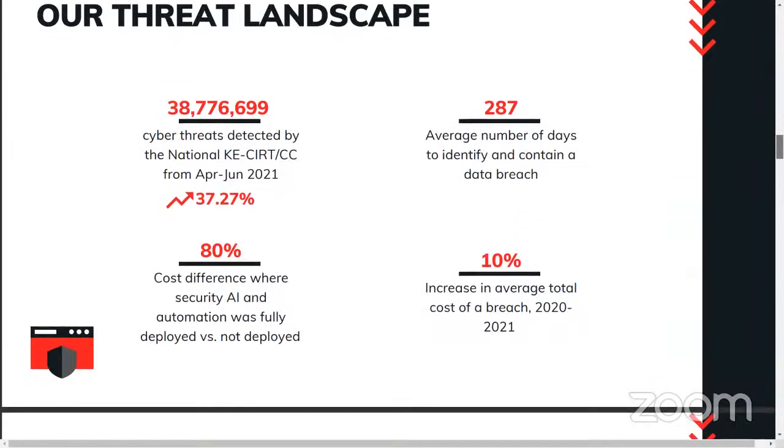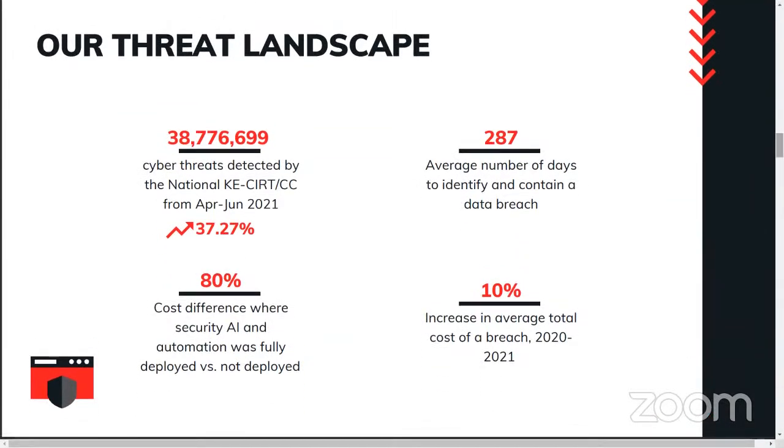So basically, our threat landscape. The National KE-SIRT, which has various statistics on threats that happen in our cyberspace, detected an increase last year in attacks of around 37%, from April to June 2021. And then from the Cost of a Data Breach report by IBM, we can see that the average cost of a data breach increases every year, by about an average of 10% over the past 10 years.